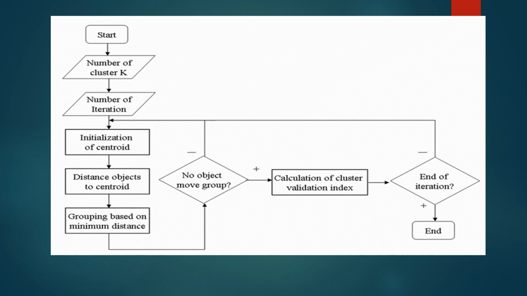Now have a look at the flowchart of this algorithm. From start to number of clusters k, number of iterations, initialization of centroid, distance objects to centroid, grouping based on minimum distance, no object move group. If it is a positive result, it goes for calculation of cluster validation index and then end of iteration. If it is a negative result there, it goes back to the initialization of centroid and repeats the same steps, or else it will end the algorithm.